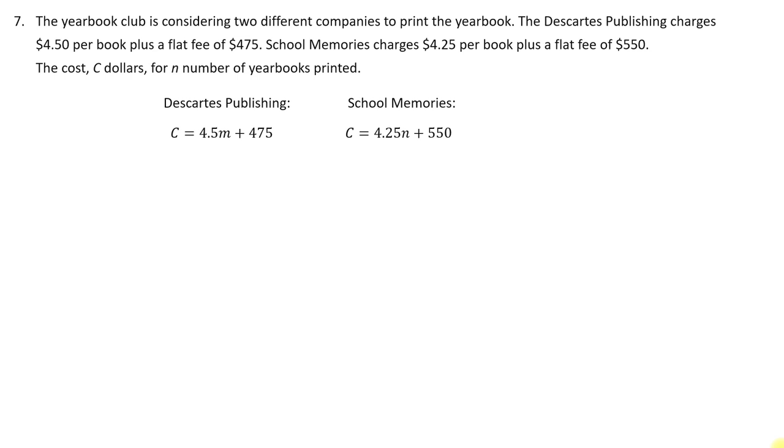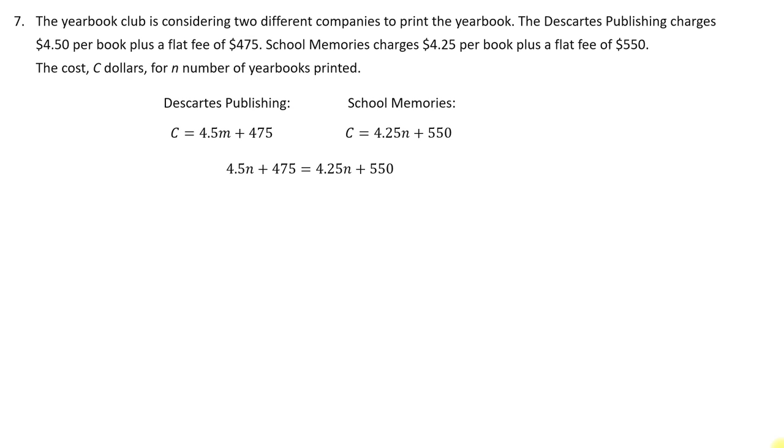So the Descartes Publishing Company charges more per yearbook, but a lower upfront cost. School Memories charges a cheaper rate per yearbook, but you have to pay more upfront. So we can set these two values. We're going to use substitution in this case. And we can set these two values equal to one another because both of these equal C.